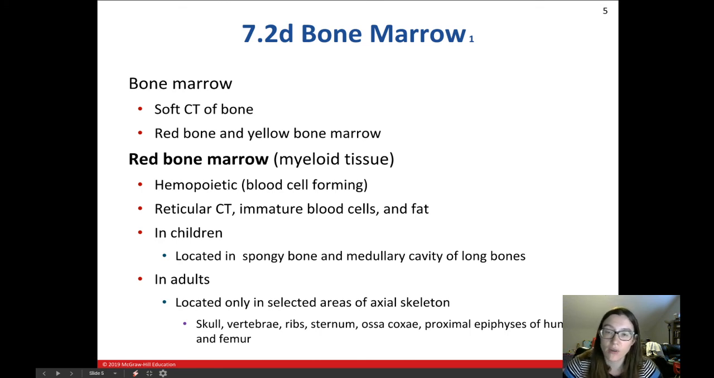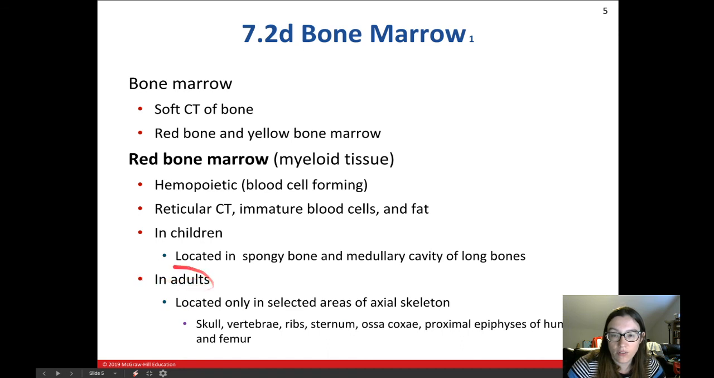In adults, it's located only in selected areas of the axial skeleton. So the axial skeleton consists of everything in the main axis of the body, so the head, the neck, and the trunk. Whereas the appendicular skeleton is made up of the appendages. And we're going to talk a lot about the different parts of the skeleton in Chapter 8, so in the next couple of labs.